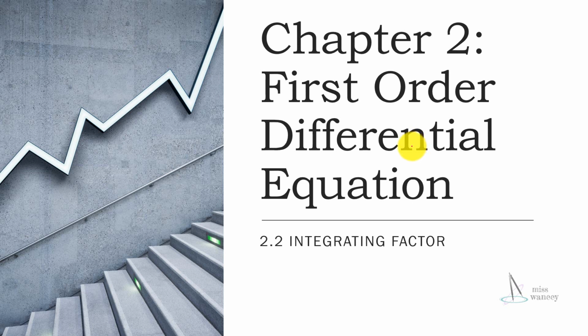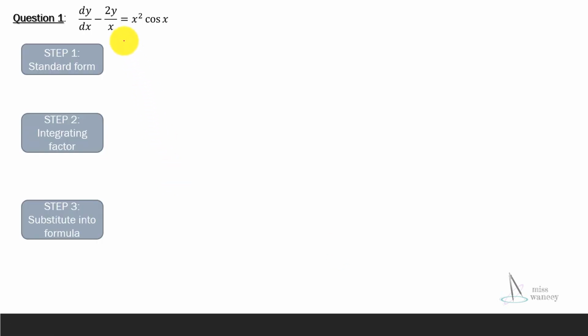Okay, so chapter 2, first order differential equation. So this is 2.2, integrating factor. We are going to solve first order differential equations using the integrating factor. So let us go straight away to the first example. This is the first example: dy/dx minus 2y over x equals x squared cos x.